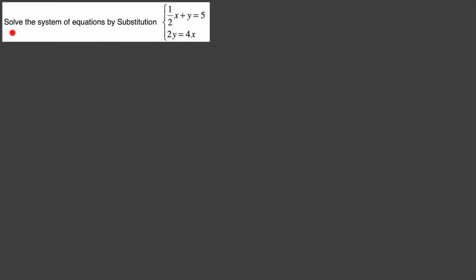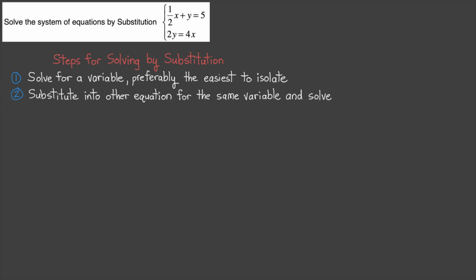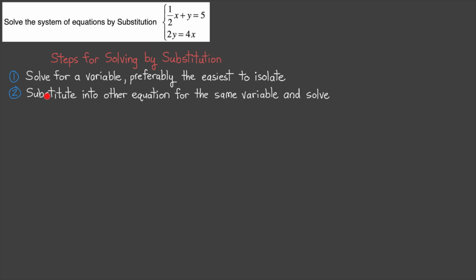This question says, solve the system of equations by substitution. All right, so let's take a look at these steps to help us solve by substitution. Step number 1, solve for a variable, preferably the easiest to isolate. So we want to survey these two equations, see which variable is the easiest to isolate. We will do that in a moment. Step number 2, substitute into the other equation for the same variable and then solve.